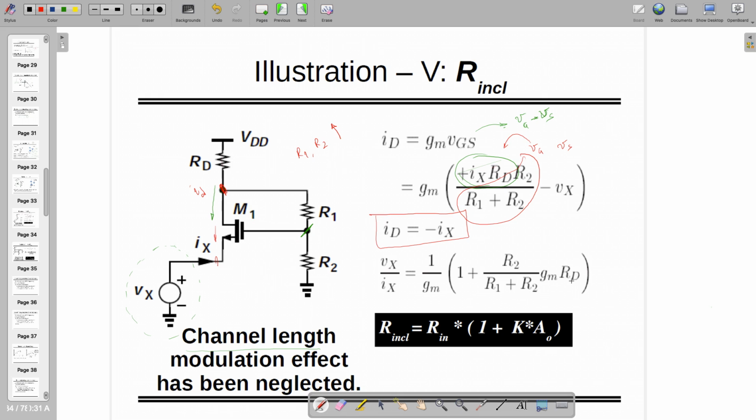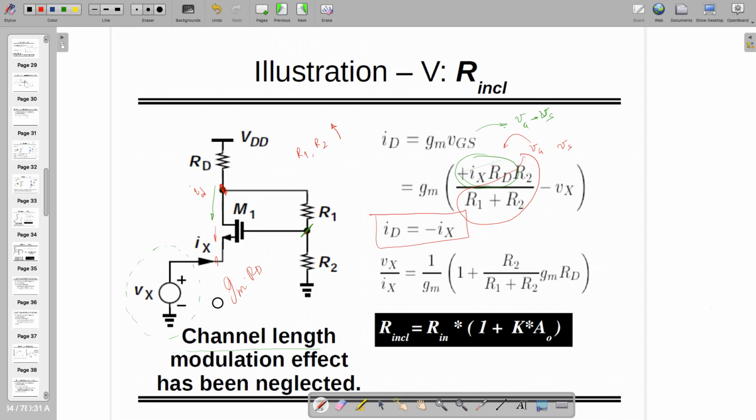So if this is the case, in this case, we can see that from this input to this side, the gain is actually that of a common source amplifier, and a common source amplifier has a gain of Gm times RD.